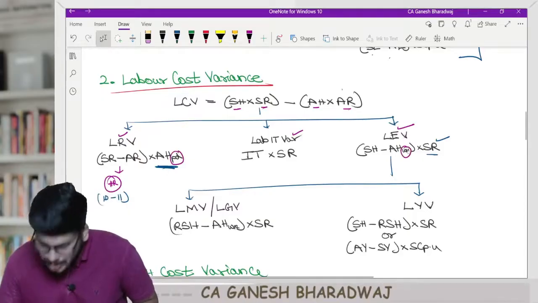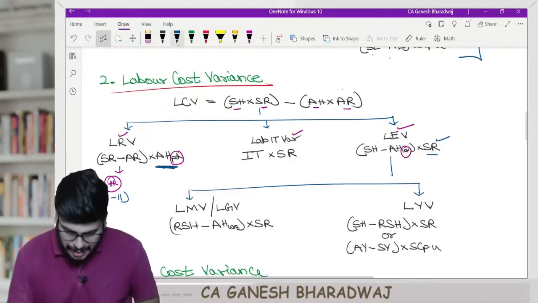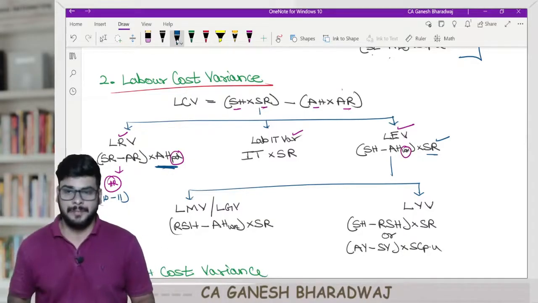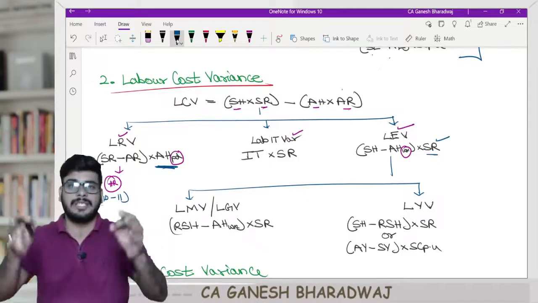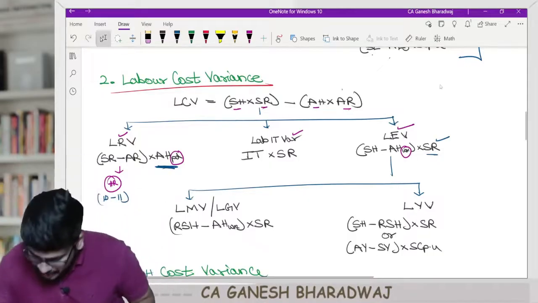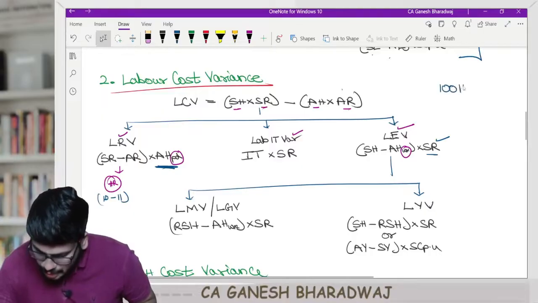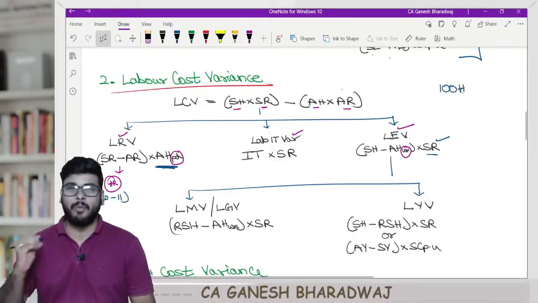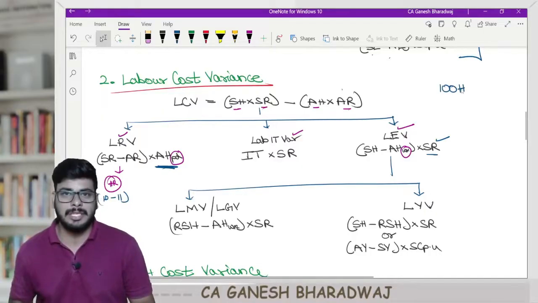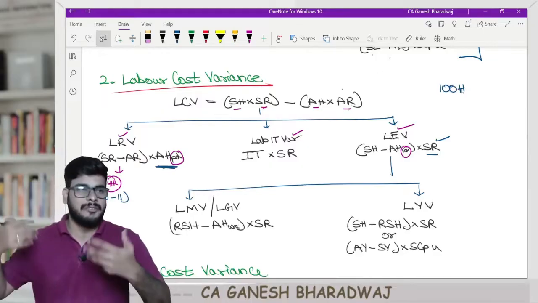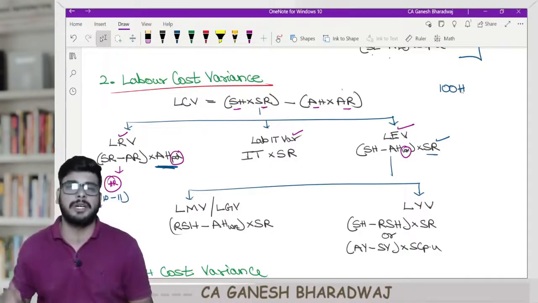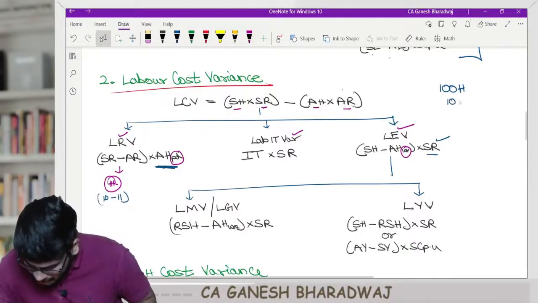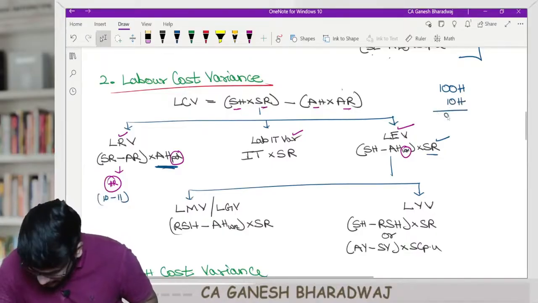Now, if you notice, here we use the word actual hours paid, and here we use the word actual hours worked. What do you mean by that? For example, in a week, my workers came to the factory and let us say they spent 100 hours. But out of this 100 hours, 10 hours were lost due to a power cut. So technically speaking, they worked only for how many hours?